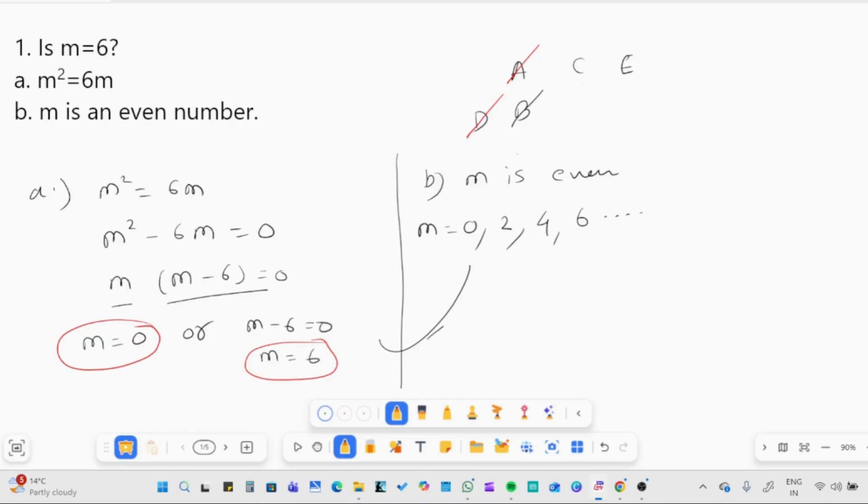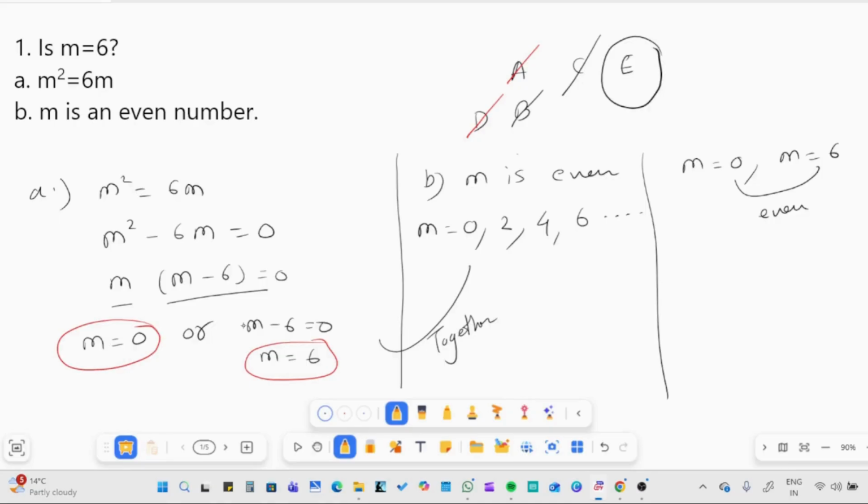Let's see if together they can help to get a definite answer or not. Together, from the first statement we have m equal to 0 or m equal to 6, and statement B says that m is even. Yes, they both are even. So even after combining both the statements, I can say that either m is equal to 0 or m equal to 6. I don't have a definite answer. That means C is also gone. So that means we can say that E is the answer for this question.